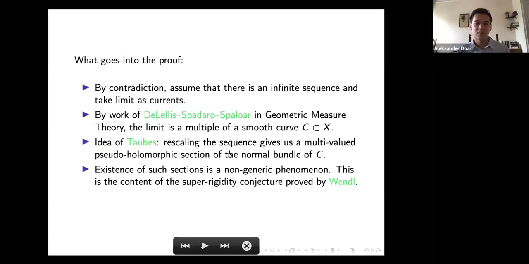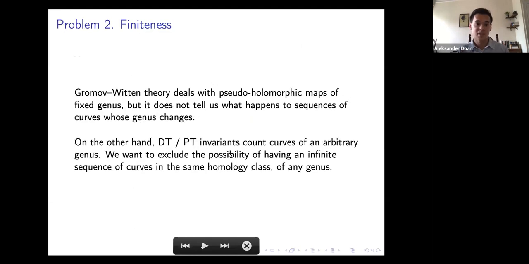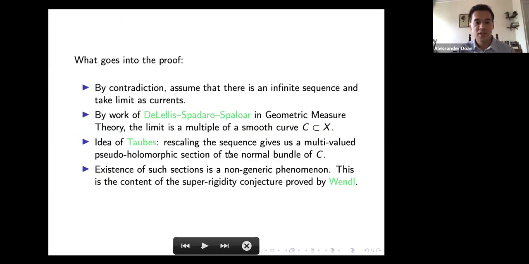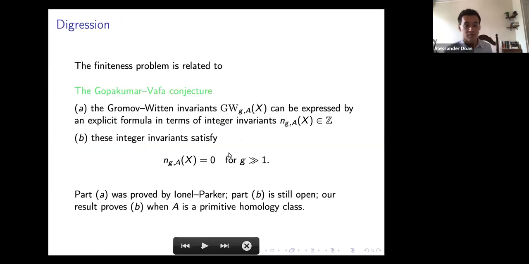Actually, I talked about this finiteness and so on, and I said it's important for these DT and PT invariants if you wanted to have some subjective definition. But actually, Gromov-Witten theory is perfectly fine without these considerations because it always considers curves of fixed genus, and then you can use Gromov compactness to study these questions. But actually, this problem of finiteness is also related to Gromov-Witten theory because of the so-called Gopakumar-Vafa conjecture.